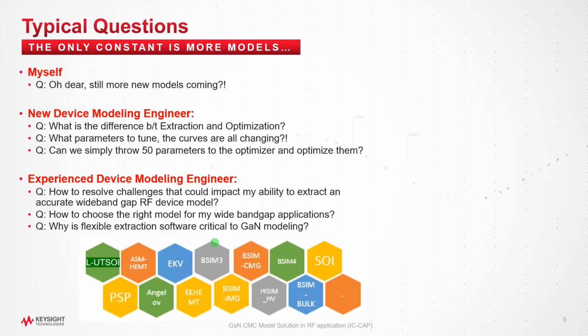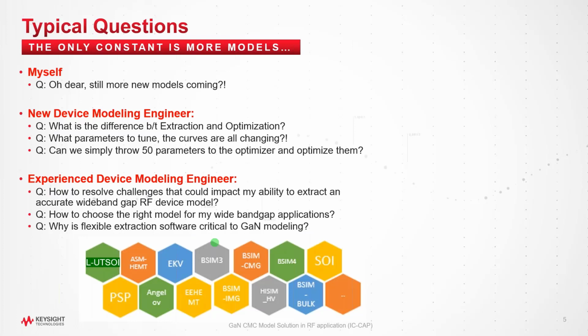The only constant I think in device modeling is that there's more models coming, and the close corollary is more parameters to boot. When I talk to new device modeling engineers, I always marvel at the thought that you can just throw 50 parameters in an optimizer and churn out the answer, and that's a good start, but not with the challenges of trapping and electrothermal and some of the things that we're going to look at today. You just can't do that anymore. You have to do more.